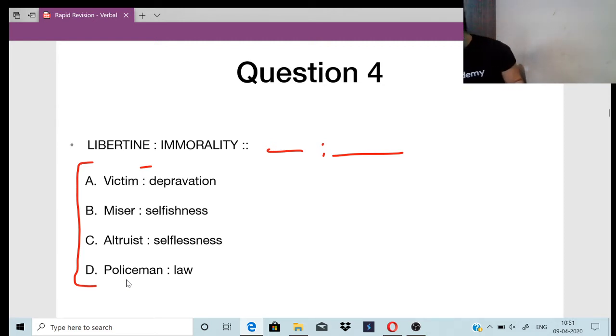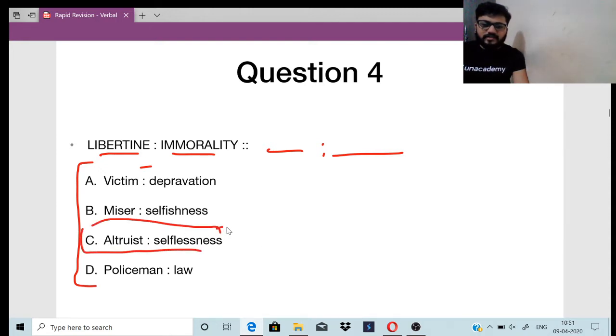Right, D. Okay, Subhajit is telling it as D. Okay, libertine immorality, right? So the correct answer is C. Okay, altruist is selflessness. Okay, correct answer is C. Altruist is selflessness. So policeman is law. So basically, what does a policeman mean? He is a profession.